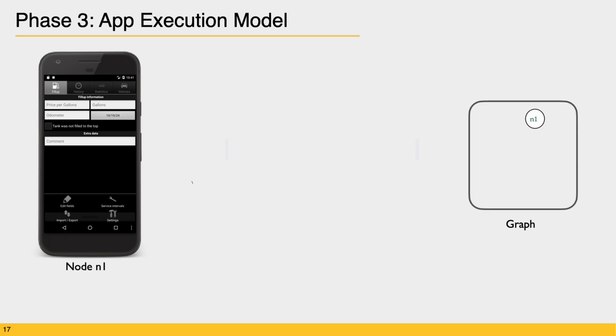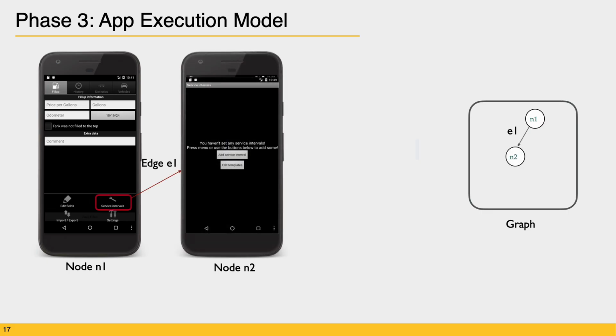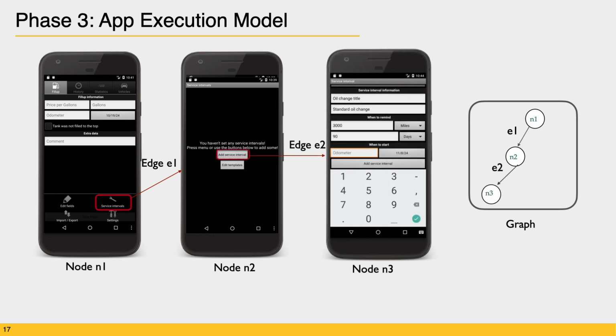In order to map each individual S2R to the GUI, we first created a graph-based representation of the application GUIs and interactions. In this execution model, each GUI is considered a node and each interaction on the GUI is considered an edge. In this example, for node N1, interacting with the service interval takes a user to a different screen, which is marked as node N2. Interacting with edge E1 takes a user from node N1 to N2. Similarly, interacting with edge E2 takes a user from node N2 to node N3.